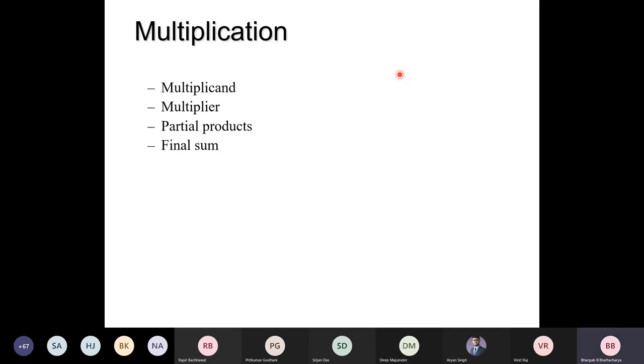So in a multiplication, you have what is called the multiplicand and multiplier. You have two numbers you want to multiply, right? And then we have the concept of partial product and final sum, right? But the advantage is we only have zeros and ones in Boolean space. In digital space, we have only zeros and ones. So this partial product is very simple.